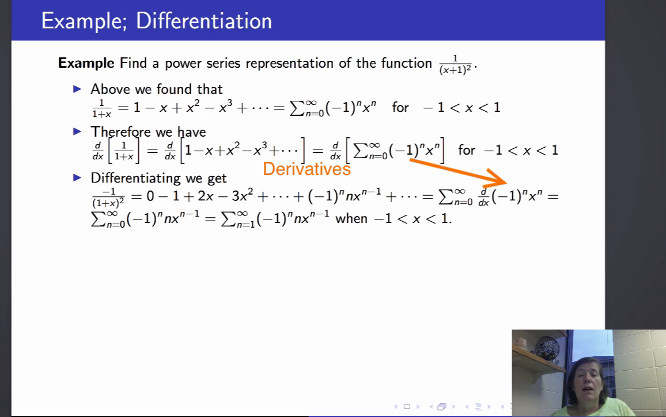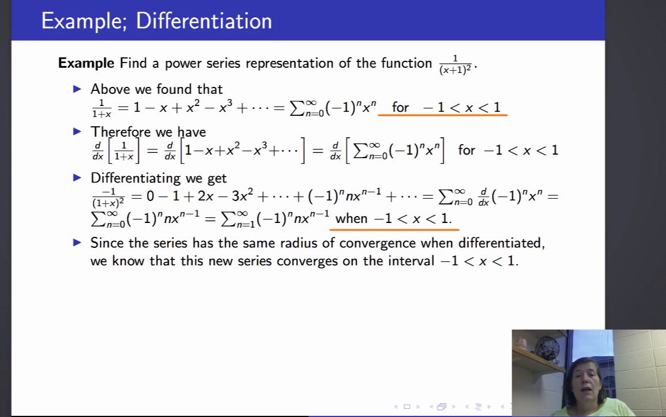It's the sum for n equals 0 to infinity of the derivative of the nth term here. So that's equal to the sum from 0 to infinity of (minus 1) to the n times n times x to the n minus 1, which is the sum from 1 to infinity of (minus 1) to the n times n times x to the n minus 1, and this all holds for x values between minus 1 and 1. And that's because the radius of convergence of the derivative of a power series is the same as the radius of convergence of the original power series.